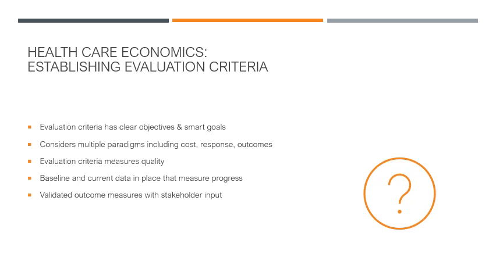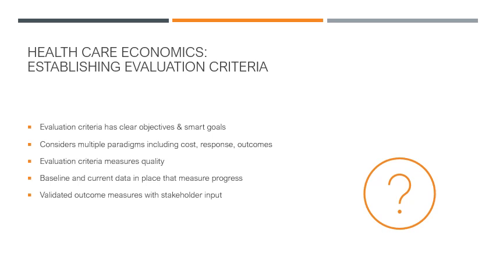So a quick summary of the past few slides. We know that healthcare economics is more than just monetary cost, and we need to understand that our evaluation criteria needs to include a lot more than just dollar signs. Our evaluation criteria has to have clear objectives and SMART goals. And I know a number of people asked about that as you were creating goals for your community intervention.